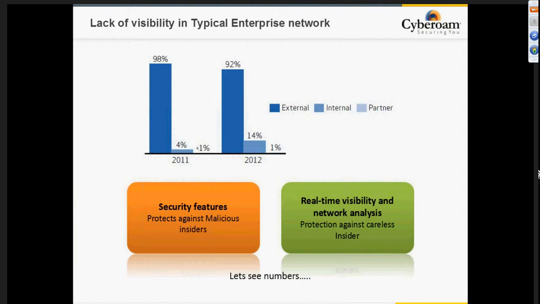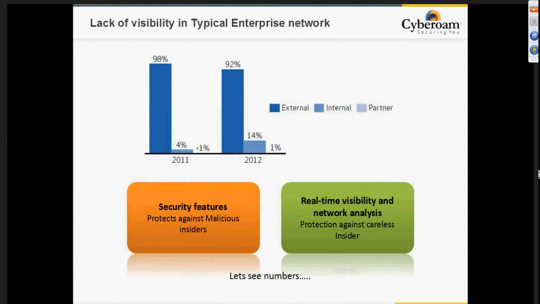In the year 2012, there was a significant rise in threats because of internal users, which goes up from 4% to 14%. That is a hike of 10% in the types of attacks being generated, or where the victims were internal users, as compared to attackers from the external side. So the security features protect against malicious insiders, while real-time visibility and network analysis protect against careless insiders.